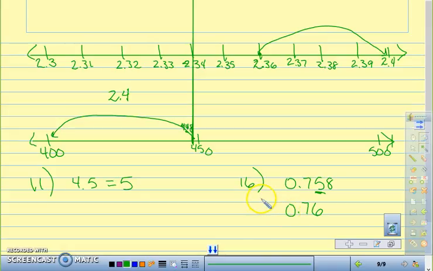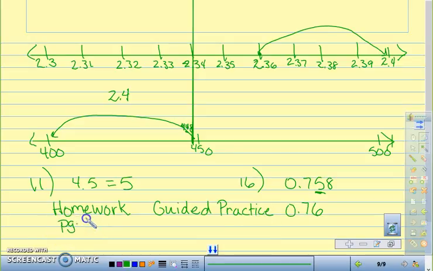So I want you guys, for homework, to do the guided practice on page 37. So I'm going to write that on here, homework. And like I said, it is the guided practice, and it's on page 37. And we are doing numbers 1 through 10.